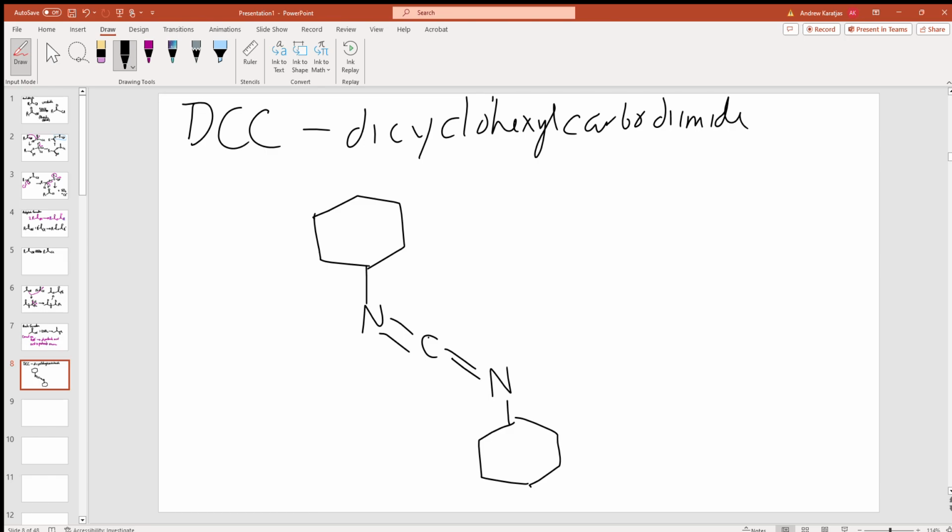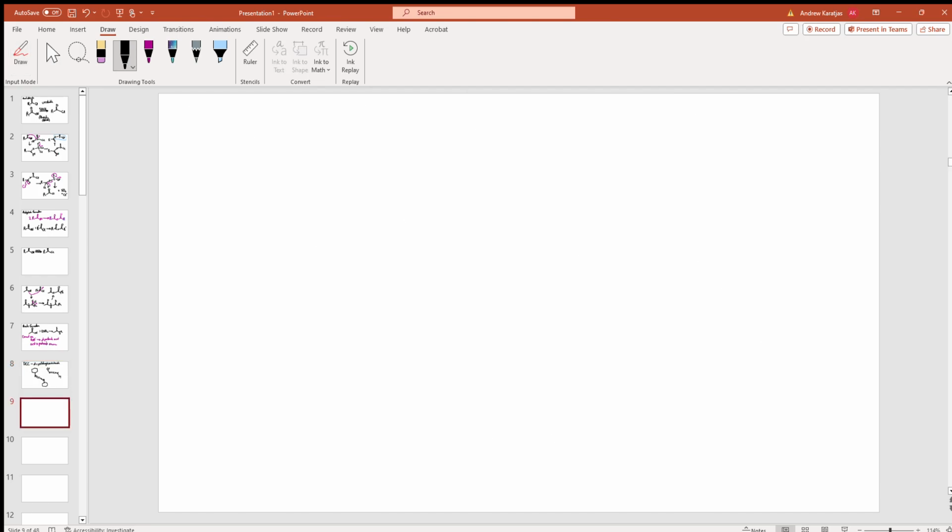And so as I go through the mechanism here, I'm not going to draw out the cyclohexane rings each time because it'll just make our drawings more cluttered. So I'm going to abbreviate the cyclohexane rings as Cy. And so our DCC will get drawn like this. All right, so how does this work?